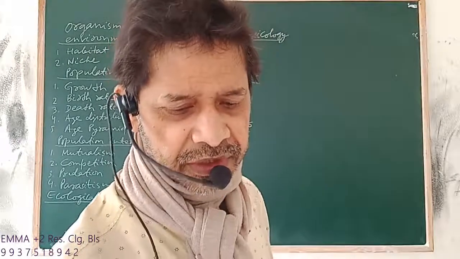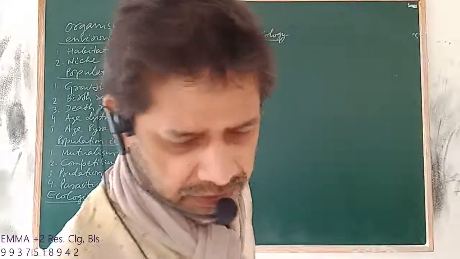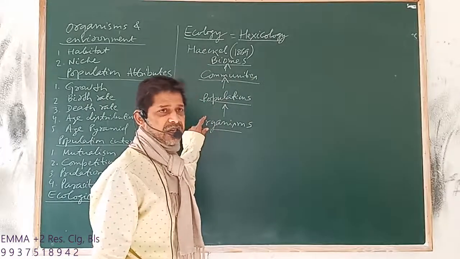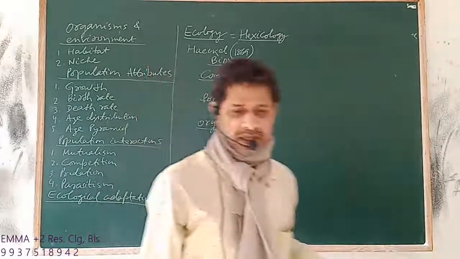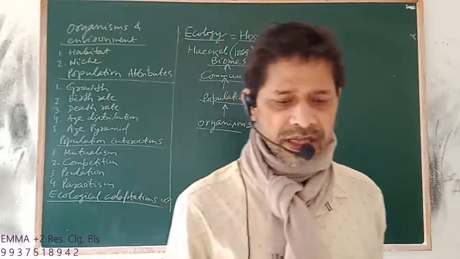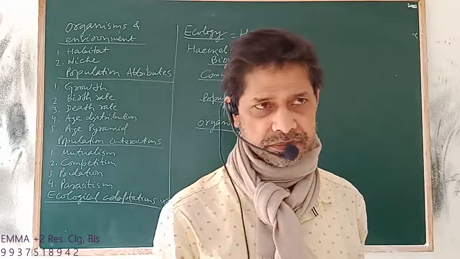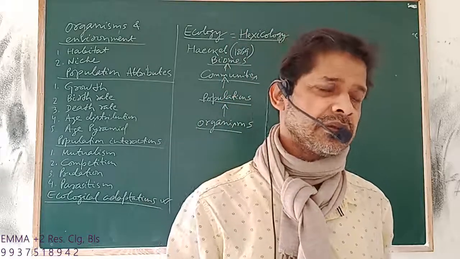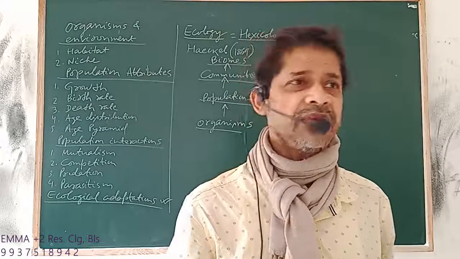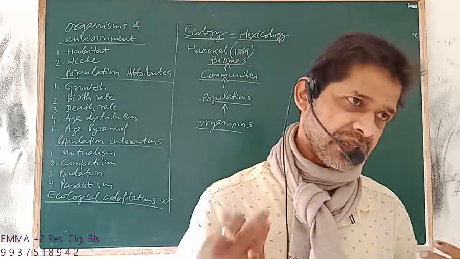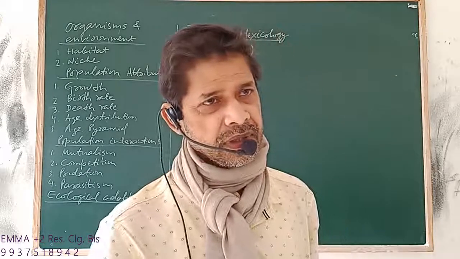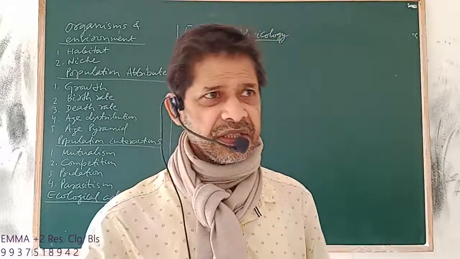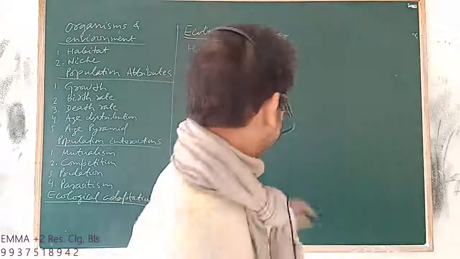So what is an individual or organism? Every individual is a distinct living entity having all life processes in its body. So I am a human, I am an individual, because all life processes, living processes take place in my body. And such a distinct living entity in our environment is an organism.